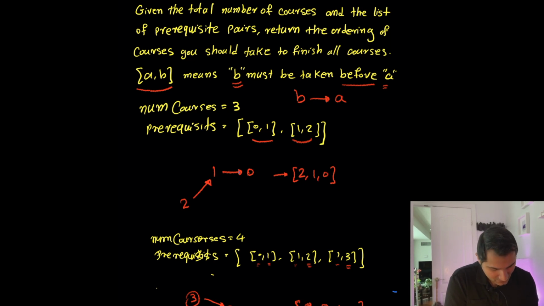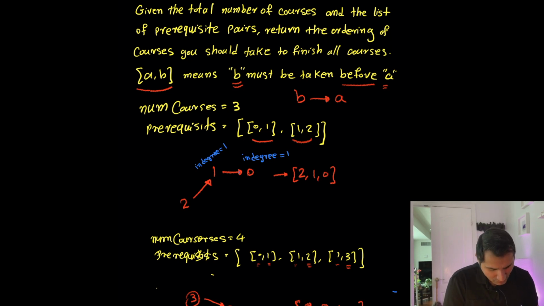For example, for course 0, there's one edge entering course 0, so the in degree of this course is 1. What about course 1? Course 1 has one edge entering it, so again the in degree is 1, and the out degree, the edge that is exiting node 1, is 1. But in topological sorting, we are not considering the out degrees, because all we care about is the dependencies. We want to count how many prerequisites each node has.